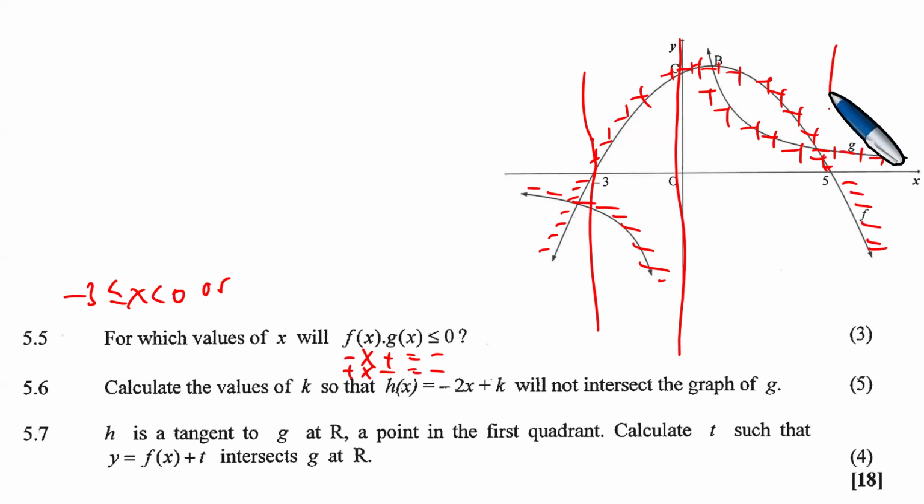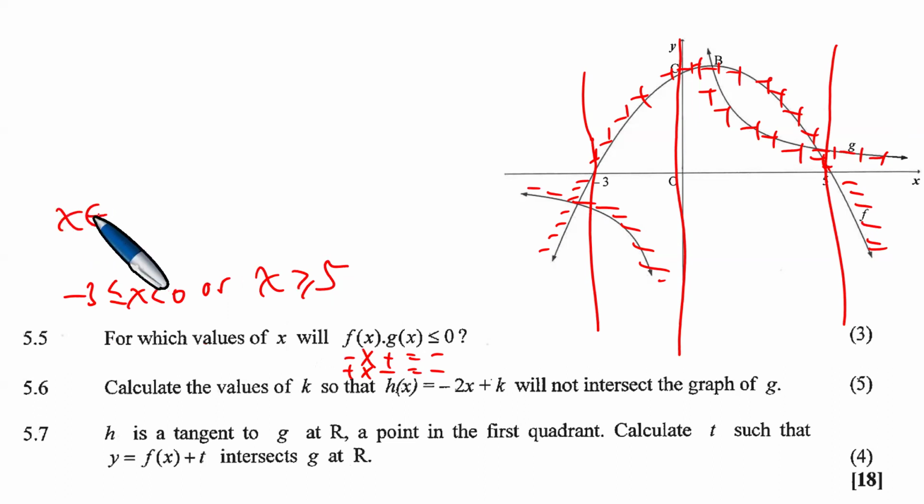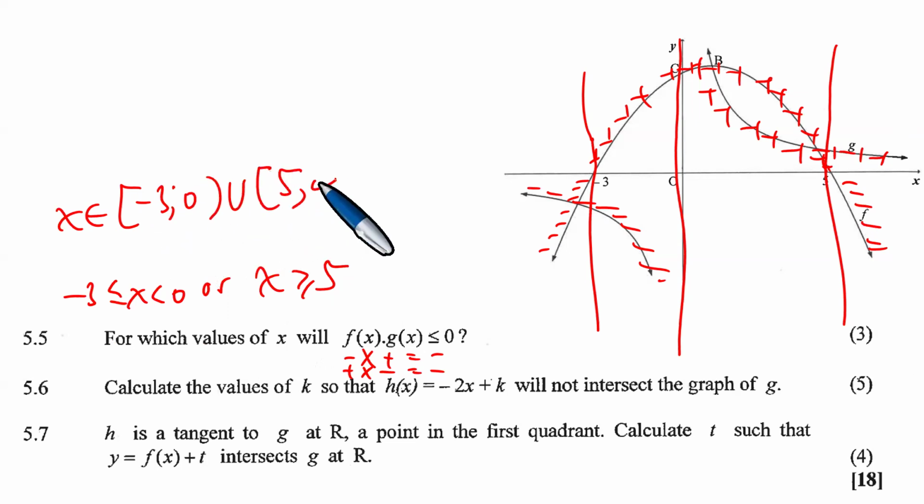There's another part here where one of the functions is negative and the other one is positive. So it also happens when x is bigger than or equal to 5, which means therefore that x is an element of the interval (-3, 0) union 5 up to infinity. You can write your answer in any of those forms above.